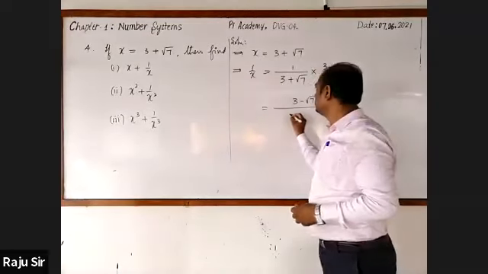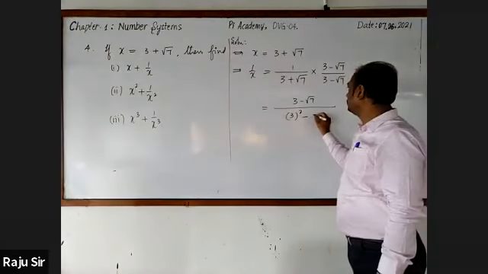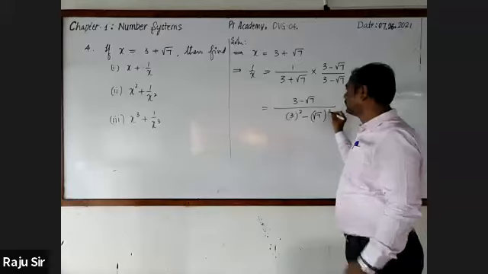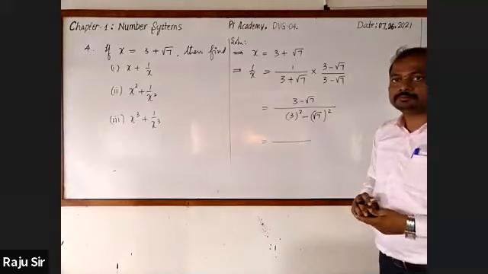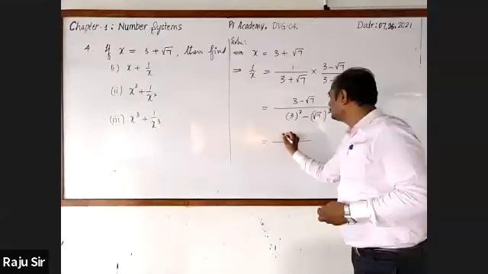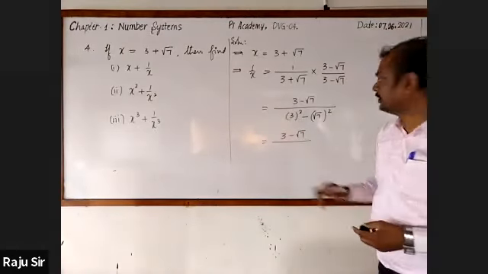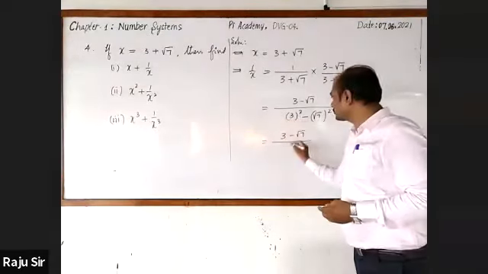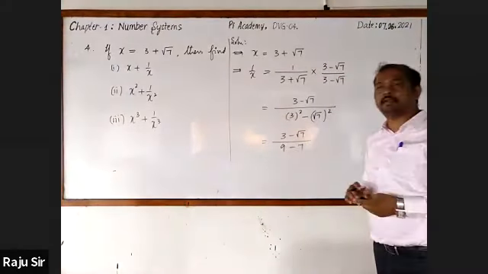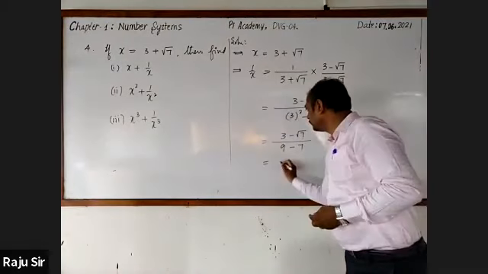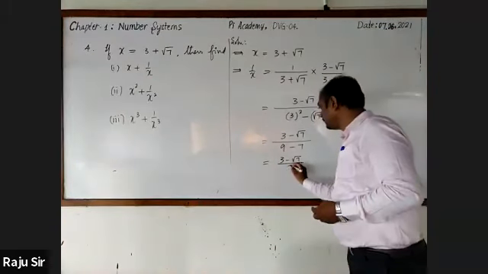So now let us write. It is 3 whole square minus root 7 whole square. This is equal to, write the numerator as it is, 3 minus root 7. 3 whole square is 9, minus root 7 whole square is 7. This is equal to 3 minus root 7 by 9 minus 7, which is 2.